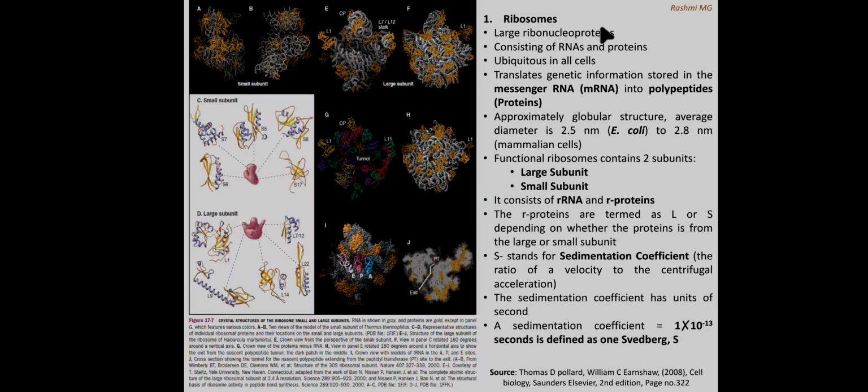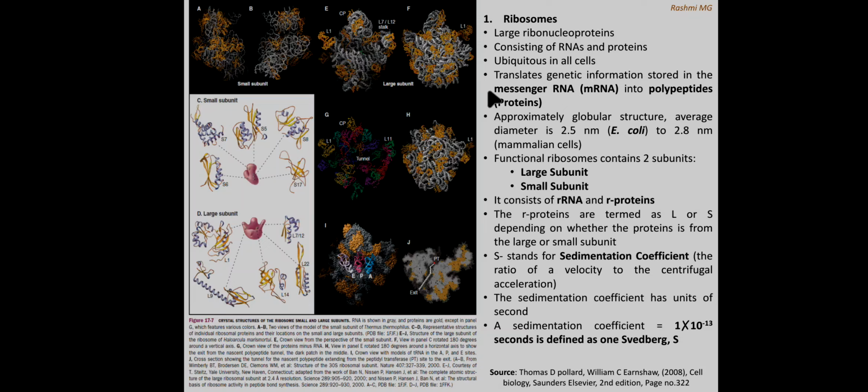Ribosome is a large ribonucleoprotein. It consists of RNA and protein. We can say it is a protein complex having RNA and protein. It is ubiquitous in cell. I'll let you know why it is ubiquitous. Ubiquitous means it is present all over the cell. It is present inside the cytoplasm. It is present inside the endoplasmic reticulum. Remember, the ribosome which is attached to the endoplasmic reticulum is known as what type of endoplasmic reticulum? Quick revision. It is a rough endoplasmic reticulum.